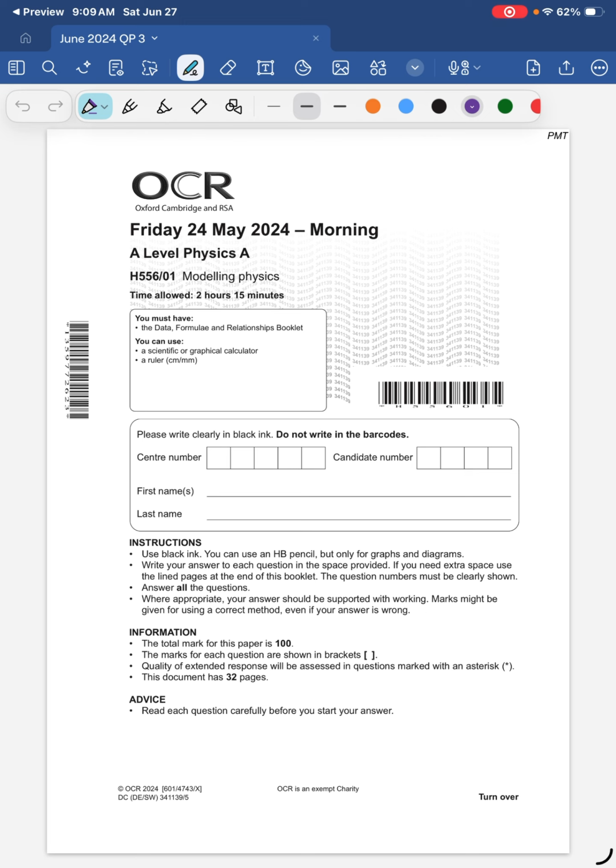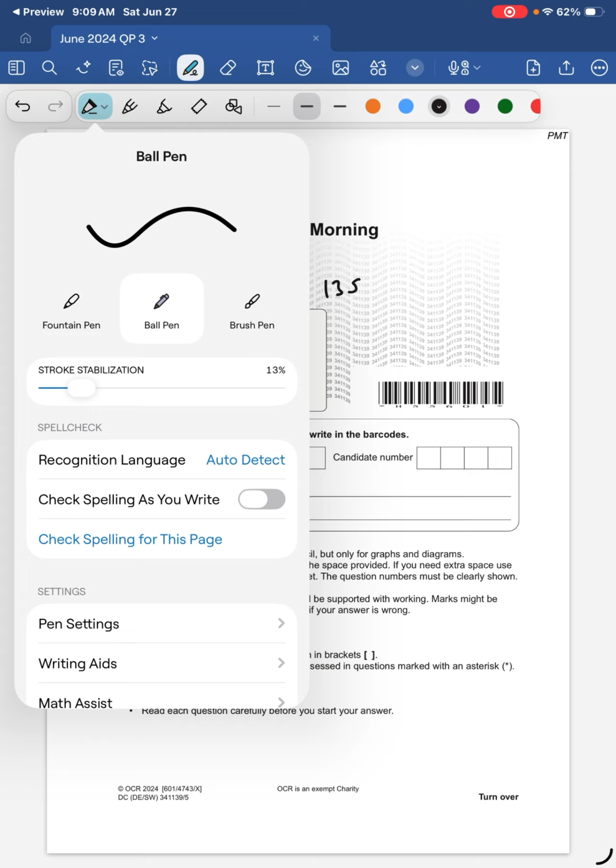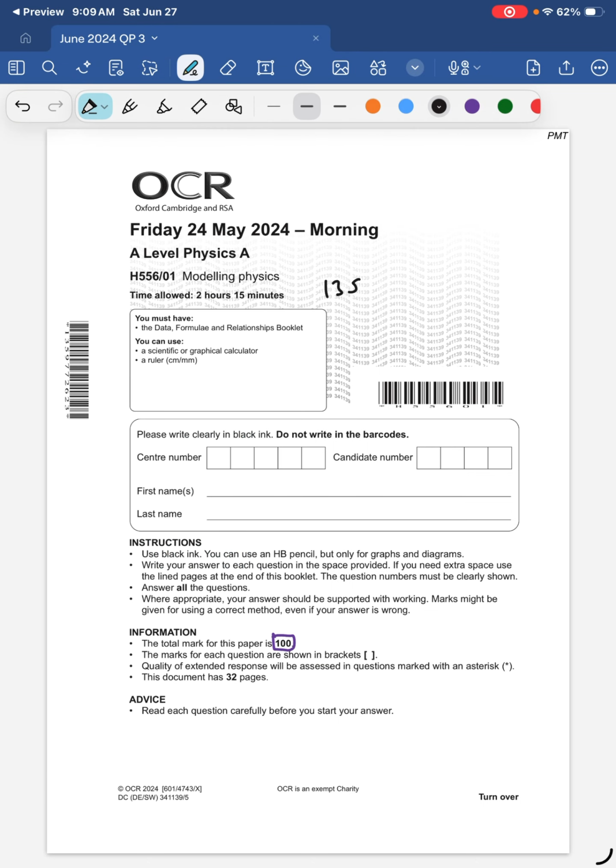Just some general things. I mean, timing. So this paper has 100 marks, and you have 2 hours and 15 minutes, which is 135 minutes, right? So for this paper, if a question awards about 10 marks, it should take you about 10, 12 minutes, something like that. Try to time yourself so you score as many points as possible, as many marks, excuse me.